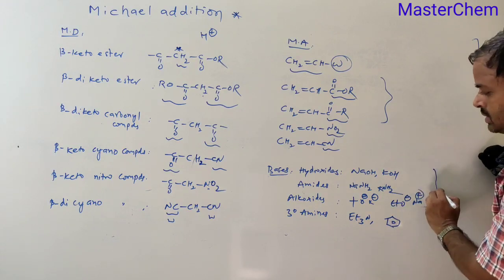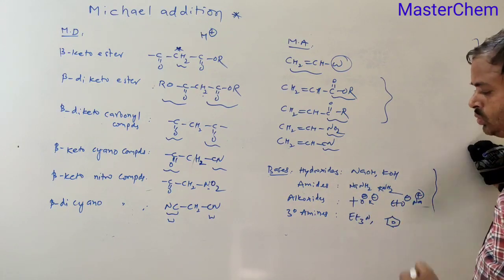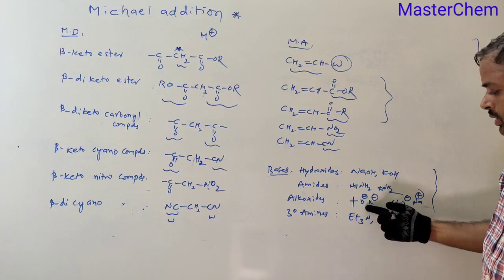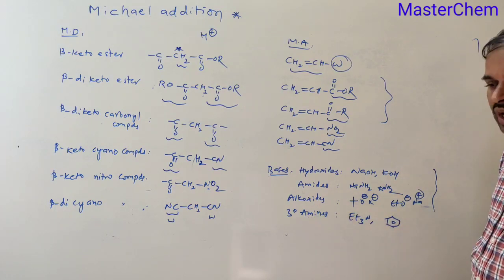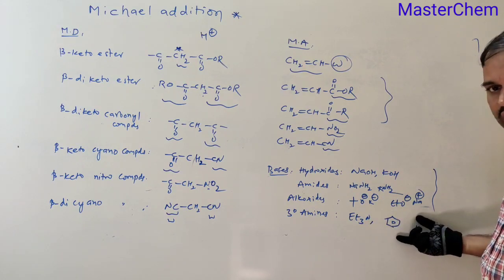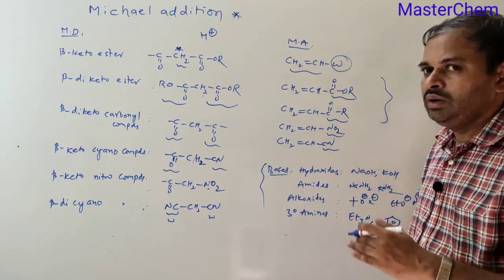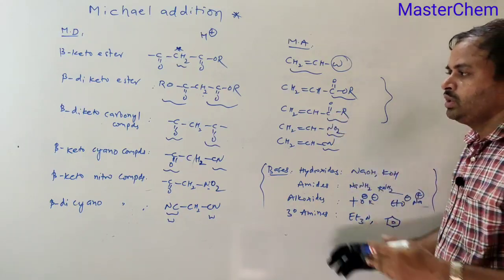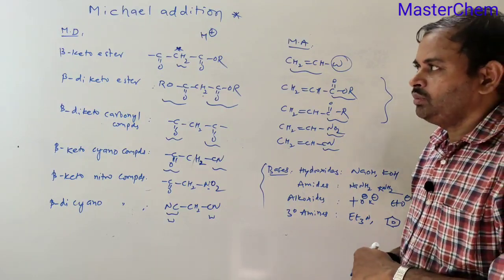So what are the bases? Hydroxides NaOH, KOH, amides NaNH2, KNH2, alkoxides potassium tertiary butoxide and sodium ethoxide, and tertiary amines, Et3N, triethylamine, and pyridine. These act as bases. These are some examples for Michael donor, Michael acceptor and bases. By combining Michael donor and Michael acceptor in presence of base, Michael adduct will be formed.